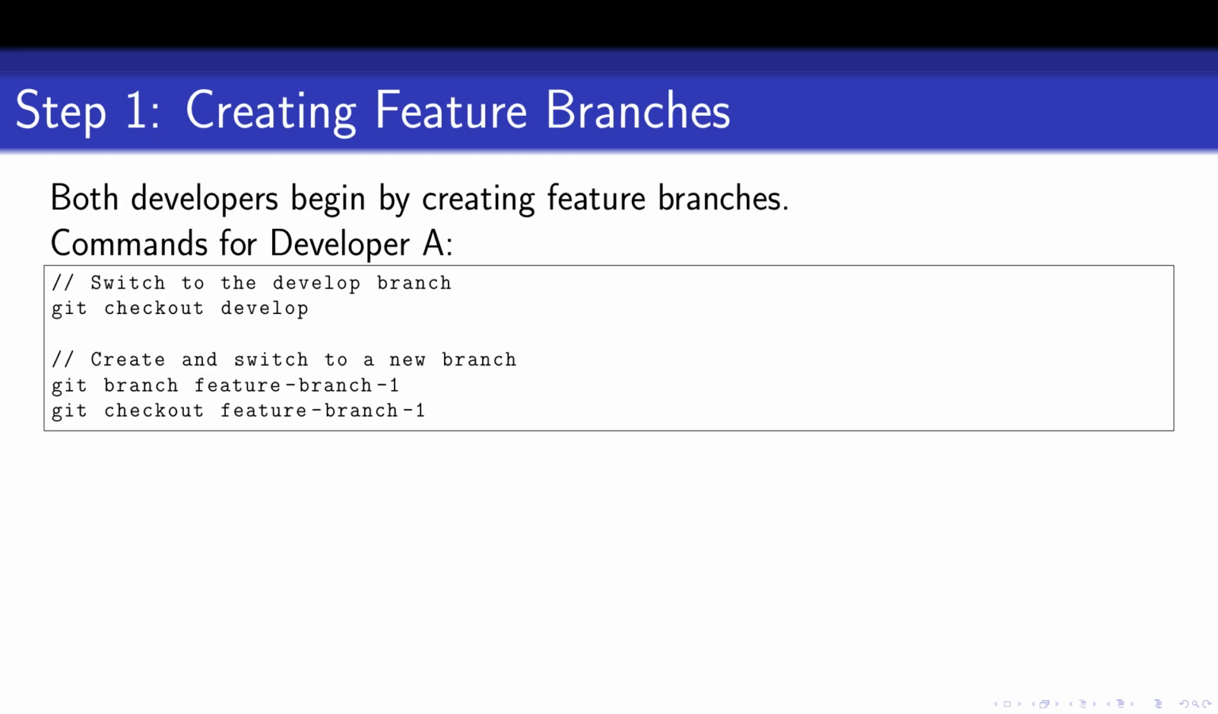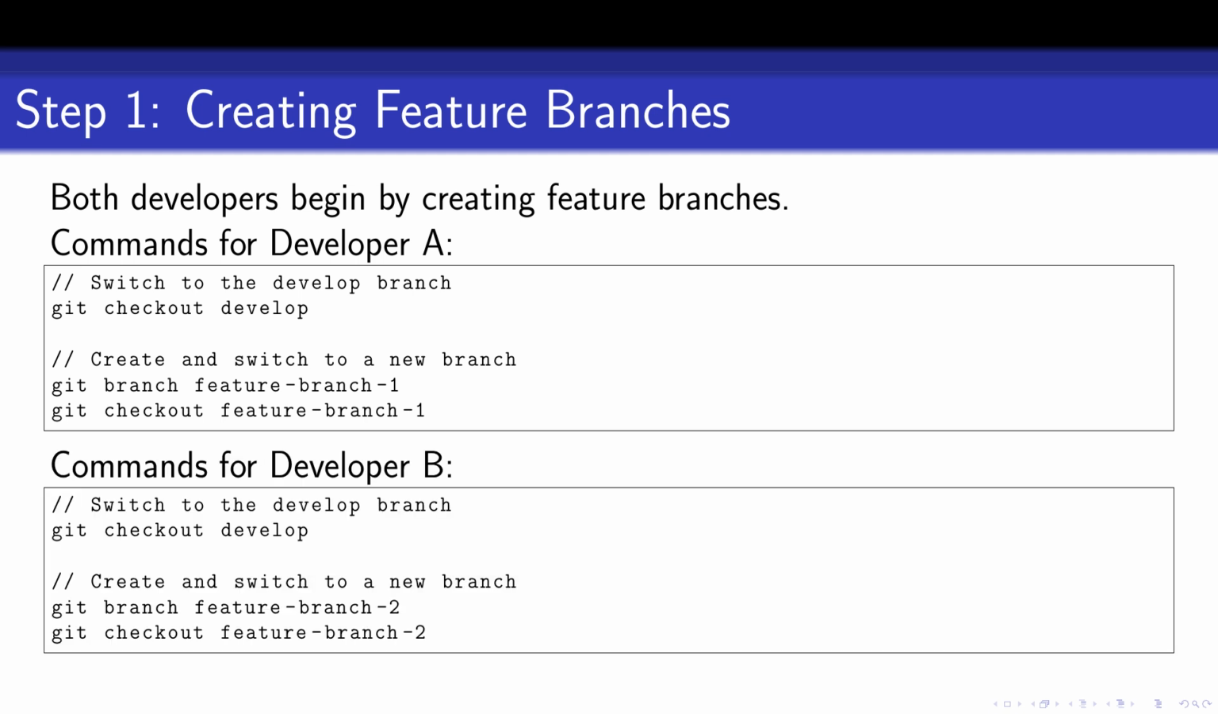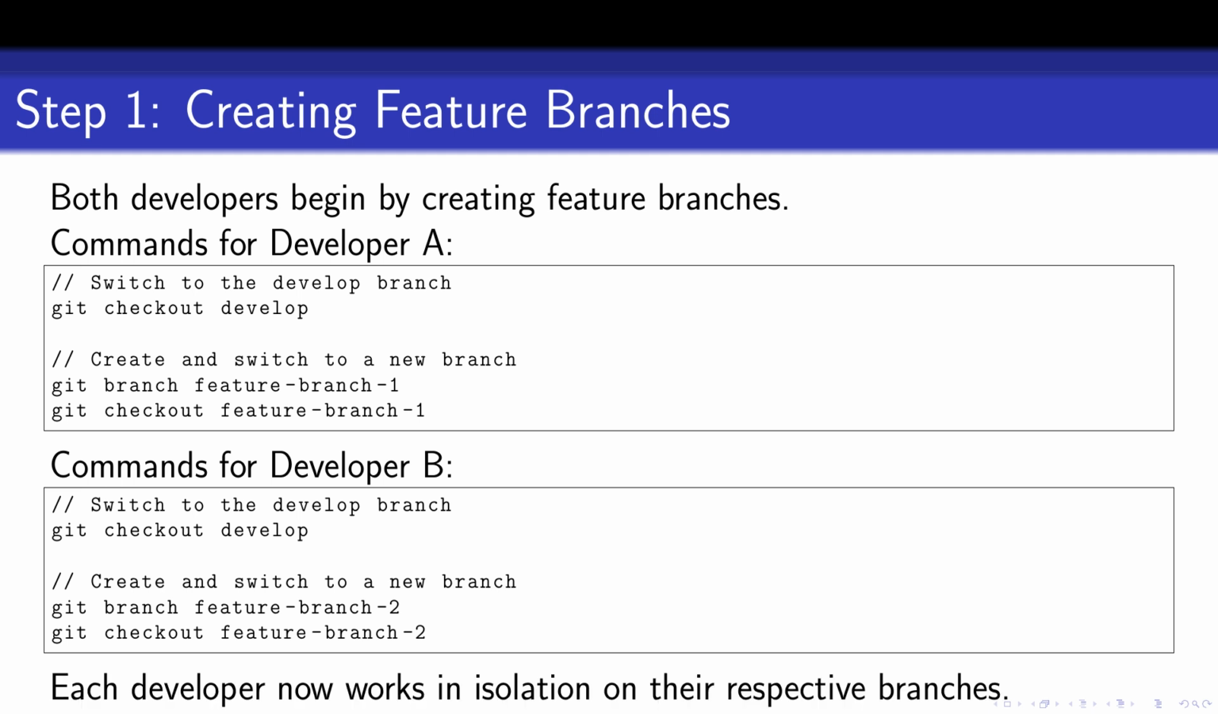Both developers create feature branches using Git commands. Developer A switches to the develop branch, creates a branch named feature branch 1, and switches to it. Similarly, Developer B creates a branch named feature branch 2. Working in isolation allows each developer to focus on their feature without interfering with the other's progress.